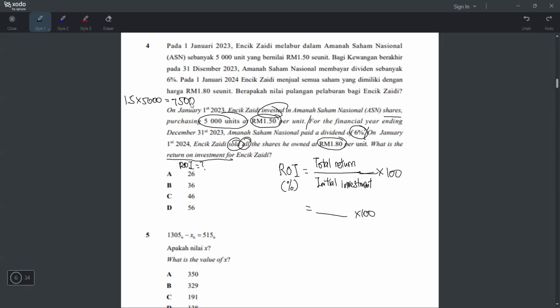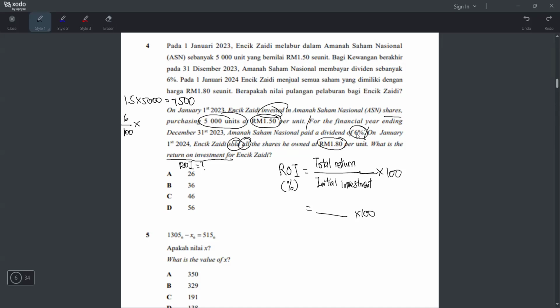Or in simple words, it is the buying price, the amount he spent at first to buy the shares. So he bought with this amount. And I remember he said something about selling, right? But before that, they mention the dividend. So let's find out the dividend, 6%.